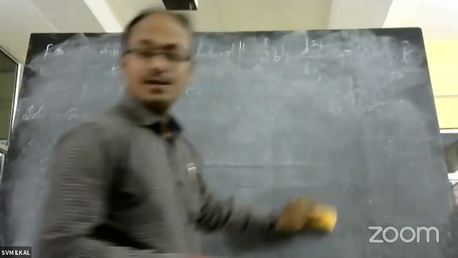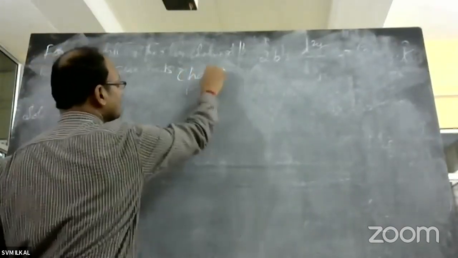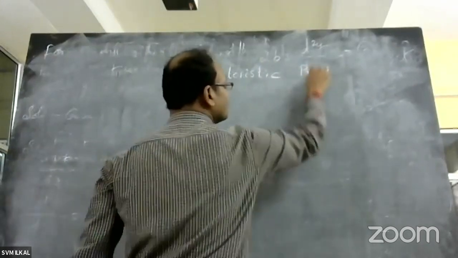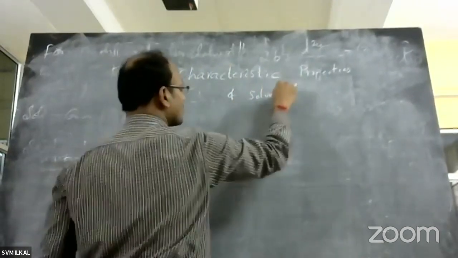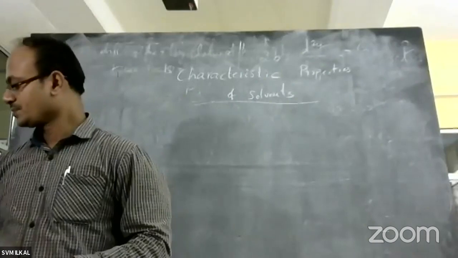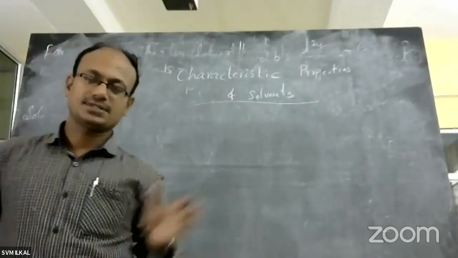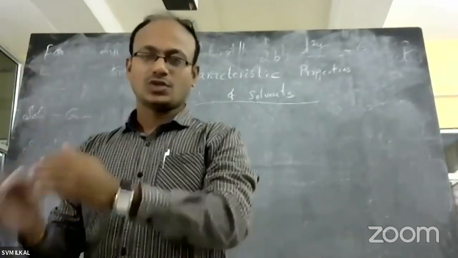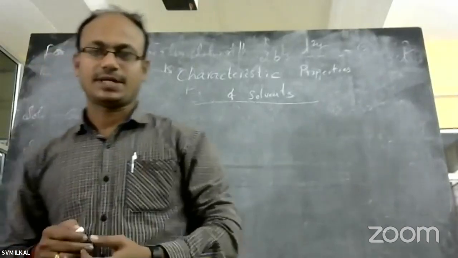So under the heading of characteristic properties of solvents, here we are going to discuss the four characteristic natures that a solvent should obey, or the characteristic nature of the solvent will be defined by these particular subtypes.